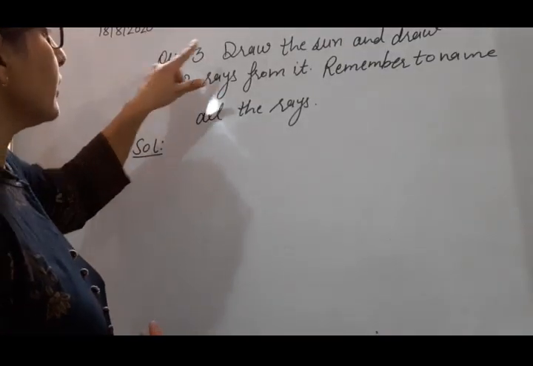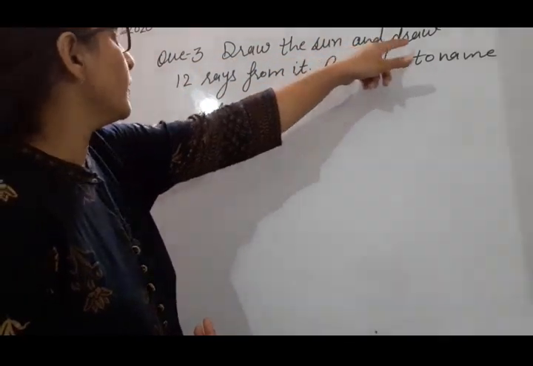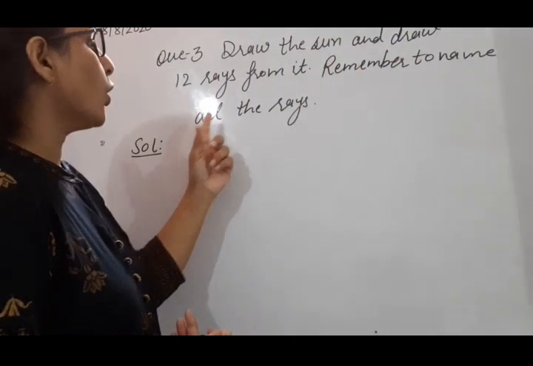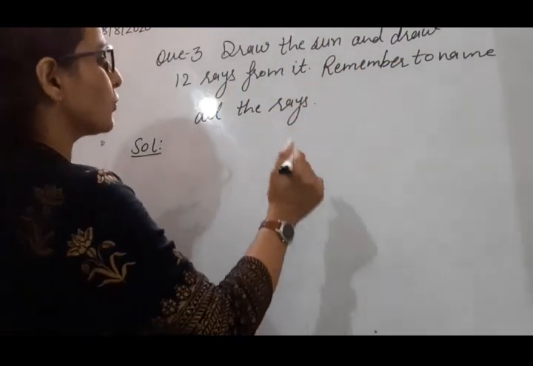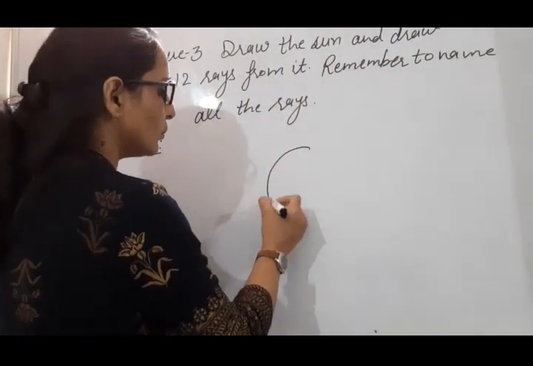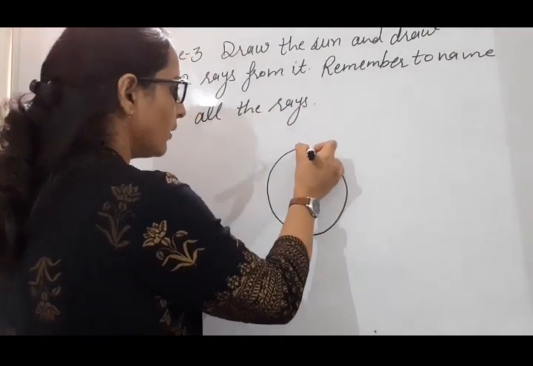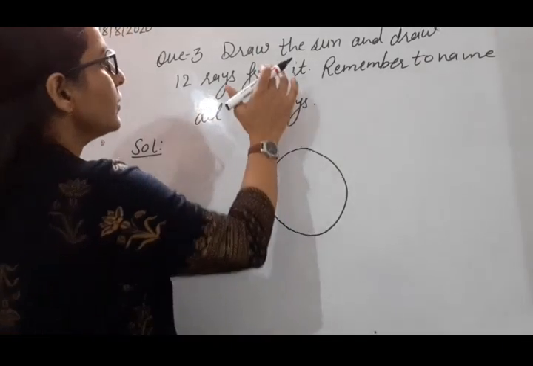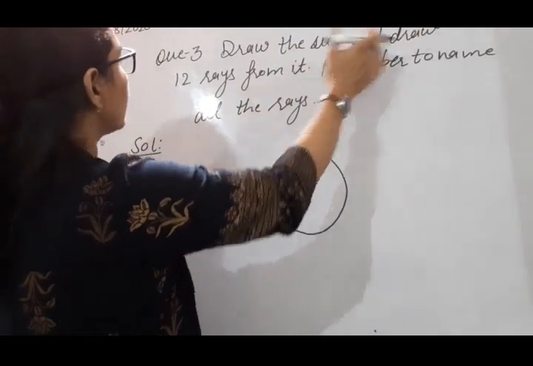Now the question number 3 is, draw the sun and draw 12 rays from it. Remember to name all the rays. It means we draw the sun here. You know na, from the sun we are getting many rays, countless. Okay, so draw the sun and draw 12 rays.